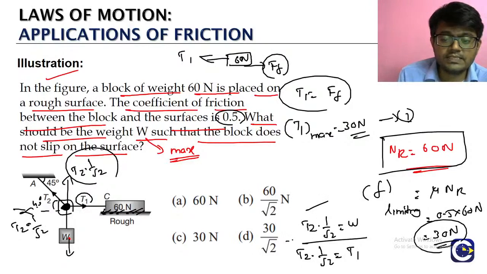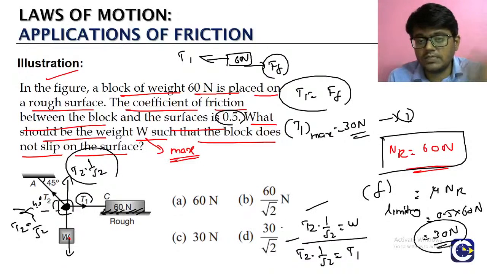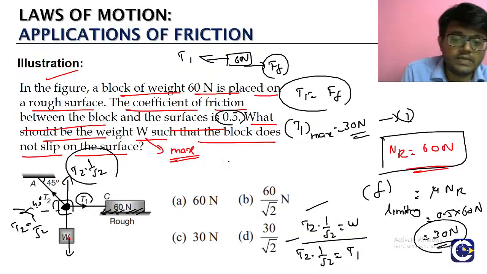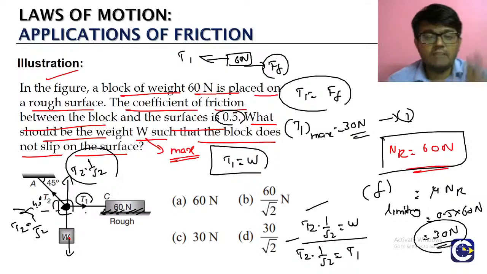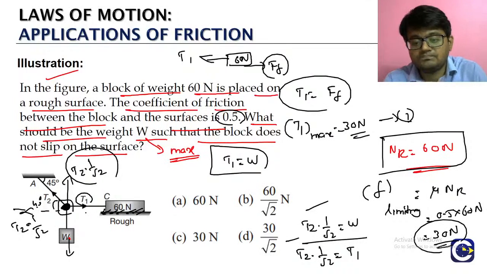So from these two relations, T2 into 1 by root 2 is equal to W. Also T2 into 1 by root 2 is equal to T1, right? Which means we can say T1 is equal to W. This is coming from the balancing at the junction point.